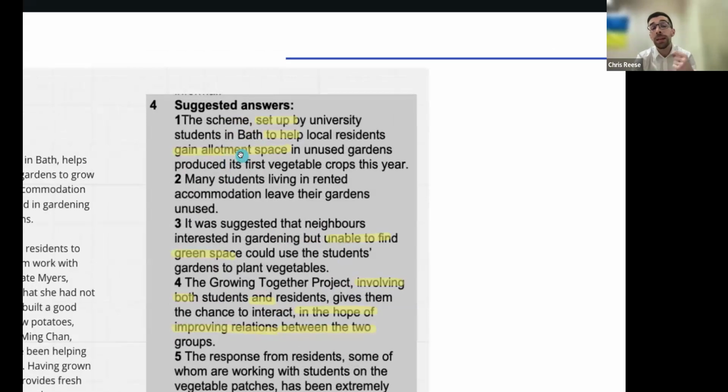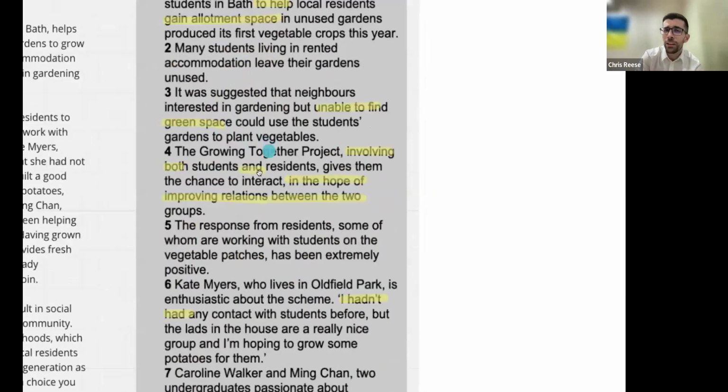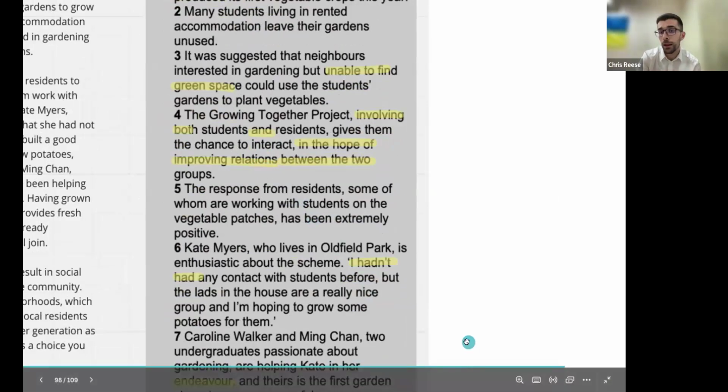But then we get the chance to compare another way to do it. Oh, that's an interesting word. I might not have used that. Oh, gain allotment space. Teacher, what's allotment space? Unable to find green space, improving relations. So a chance to notice new language, which helps people learn.